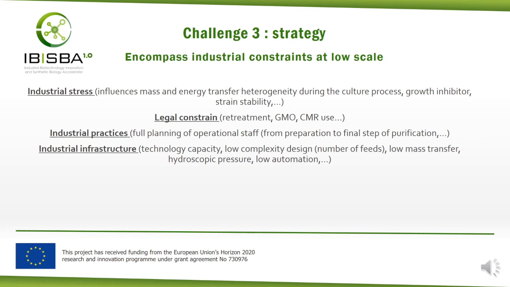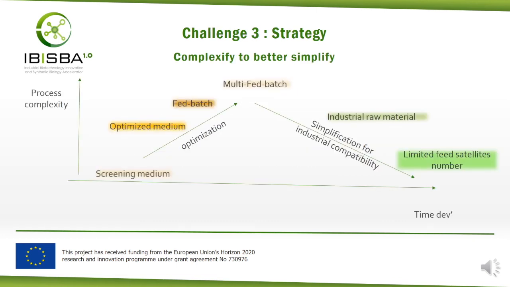The industrial constraints can be classified in different categories, like industrial stress for microbial cells, legal constraints, industrial practices, or limitation by industrial infrastructures. The way to encompass industrial constraints at low scale can be well scheduled. For example, for culture medium development, a complexification of the medium followed by a simplification can be applied.